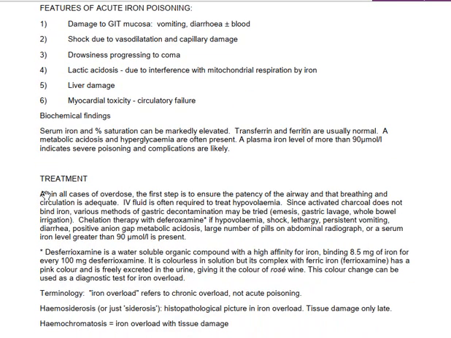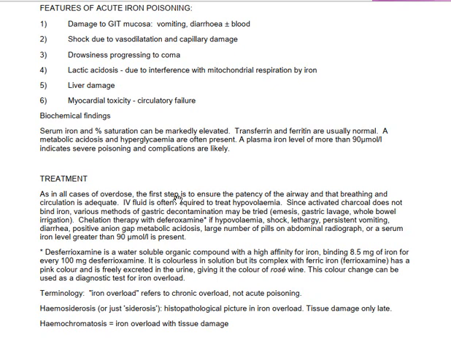Now, how do you treat an acute iron toxicity? As in all cases of overdose, the first step is to ensure the patency of the airway and that breathing and circulation are adequate. IV fluid is often required in order to treat the hypovolemia in this patient. And since activated charcoal does not bind iron, various methods of gastric decontamination are going to be tried. You try gastric lavage, you try whole bowel irrigation. Is it clear?